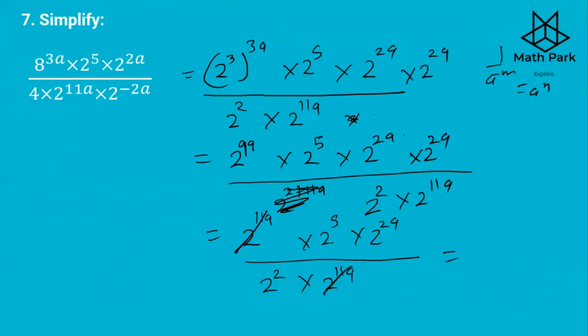Now we have 2 raised to 5 minus 2 plus 2a, which is equal to, sorry, 2 raised to 3 plus 2a. Okay, 2 raised to 3 plus 2a. This is our final answer. Got it? Simple it was, just making the base equal, which is important.